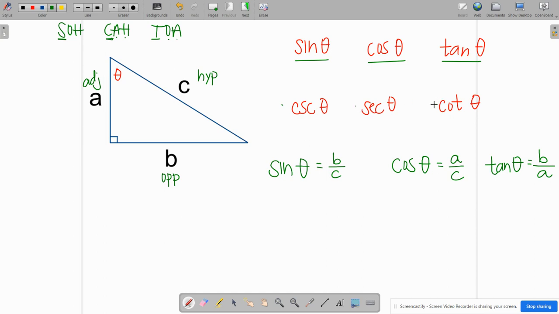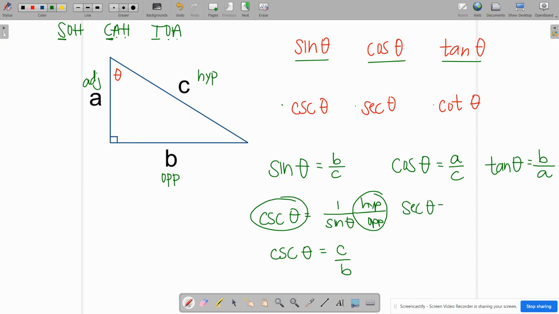The other 3 trig functions, you have to remember what they are, and they are basically the reciprocal functions of your sine, cosine, and tangent. So cosecant of theta is the same thing as 1 over the sine of theta, or in other words, it is the reciprocal of sine. So if the sine of theta is B over C, then its reciprocal for cosecant, if you take B over C and you flip-flop these, you would have C over B. So the cosecant of theta is C over B, or in other words, the hypotenuse over the opposite for cosecant.